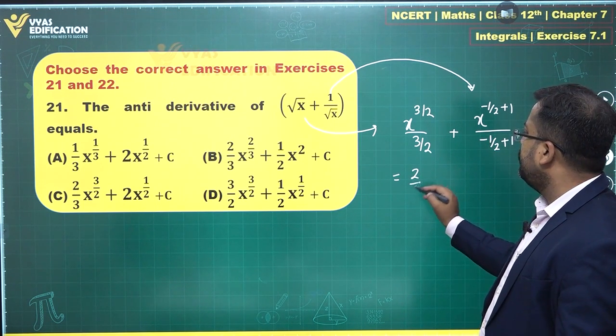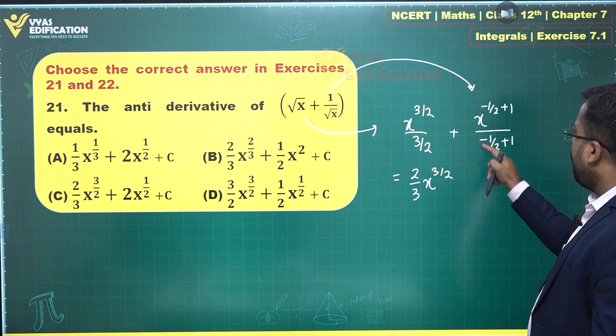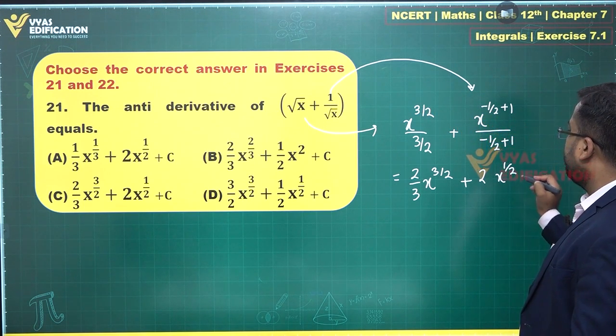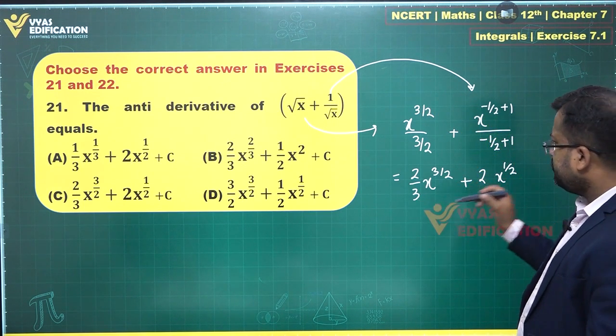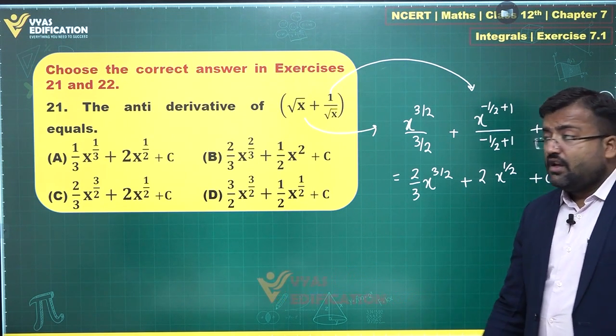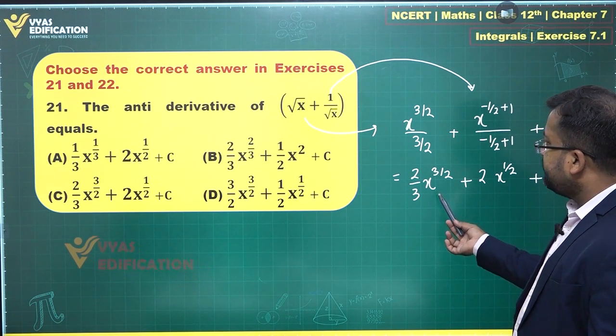This is what you get, or it simplifies to 2 by 3 x power 3 by 2. This is 1 by 2, it goes at the top, and this becomes x power 1 by 2, plus a constant of integration as well. Yes, that's what you need. So that's the antiderivative of this, and which of these options is correct? You need x power 3 by 2.